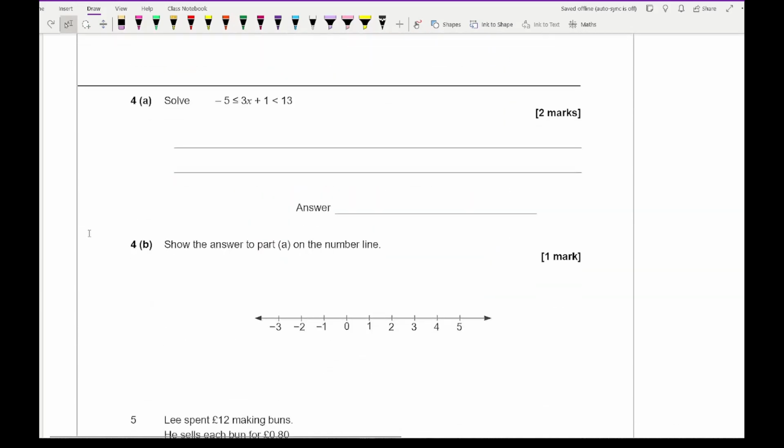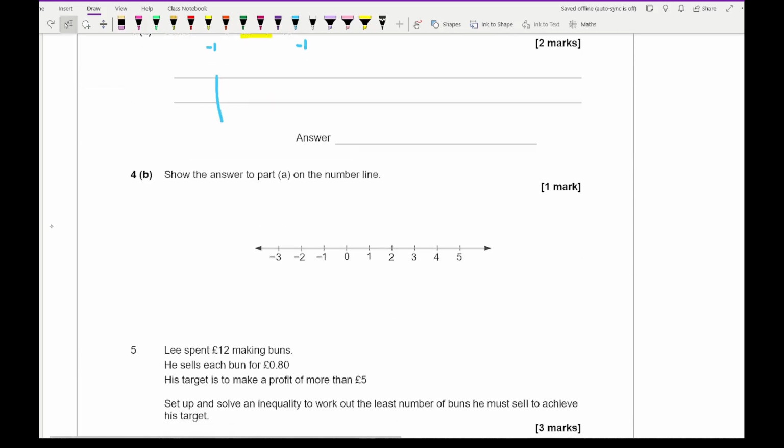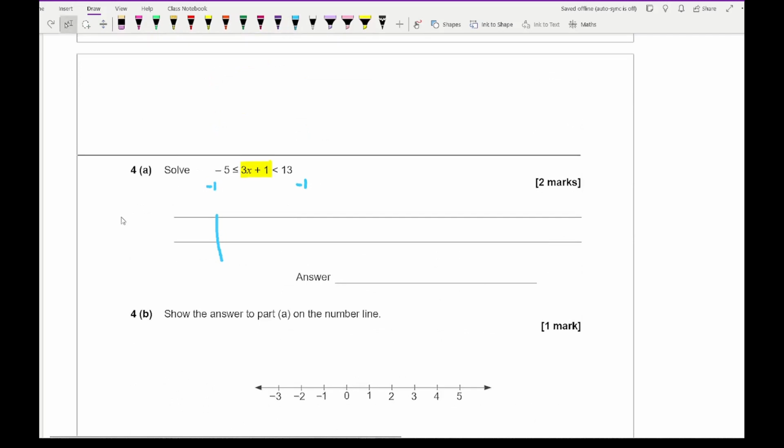Moving on to question 4a, it says solve this inequality. And so again, what we want to try and do is get x by itself in the middle. So for this, what we'll do is take away 1 from both sides. So I end up with -6, and 3x in the middle, and 12, and then I get rid of the 3 by dividing by 3, and so what I'm left with is -2, x, and 4.